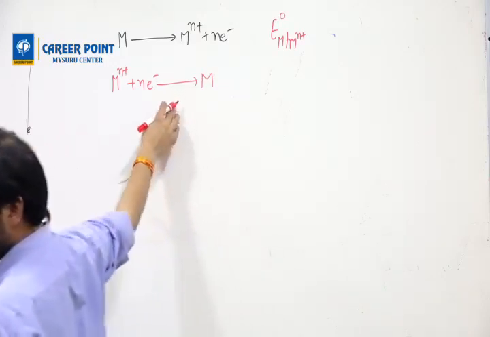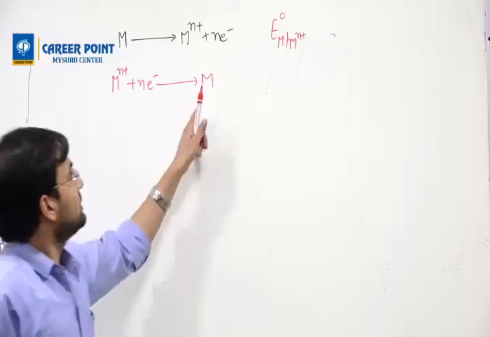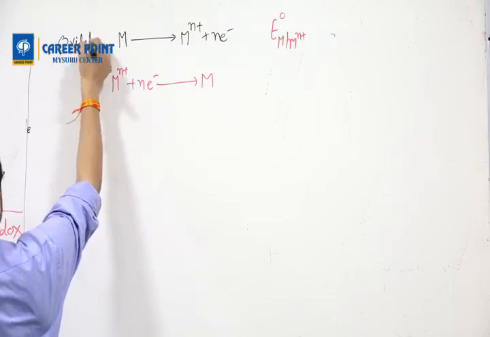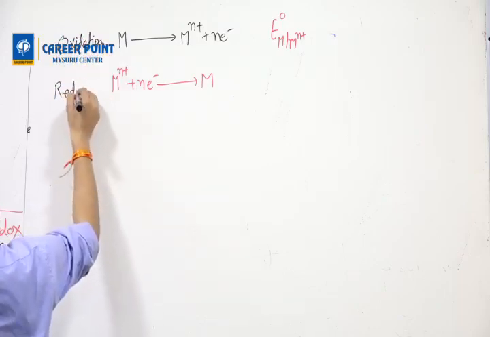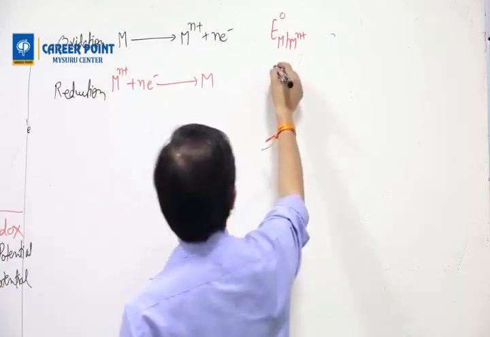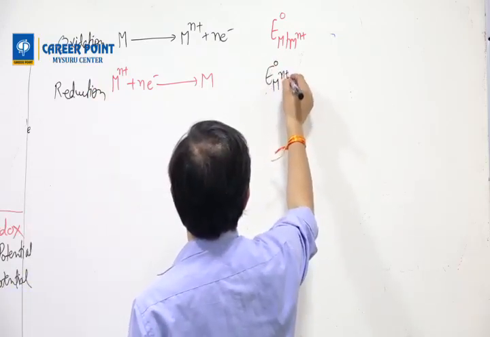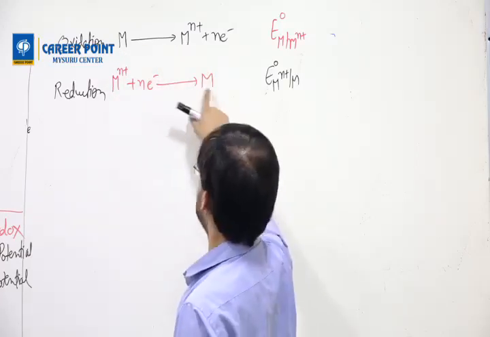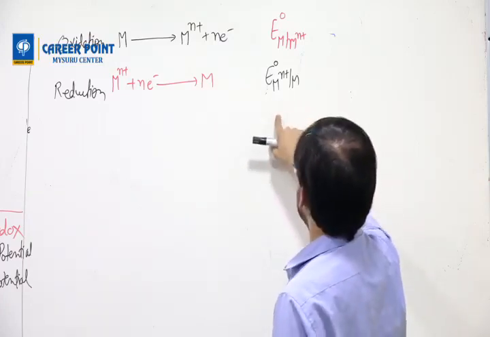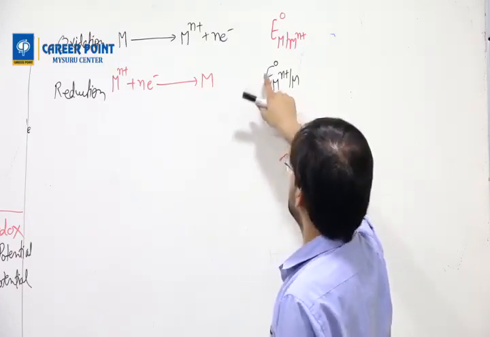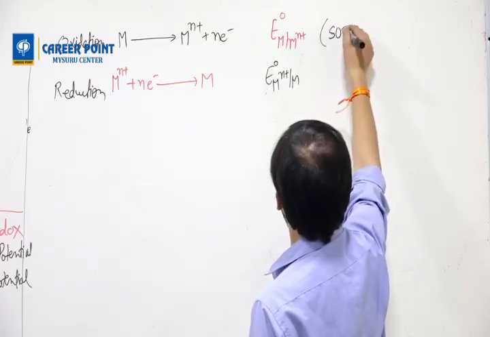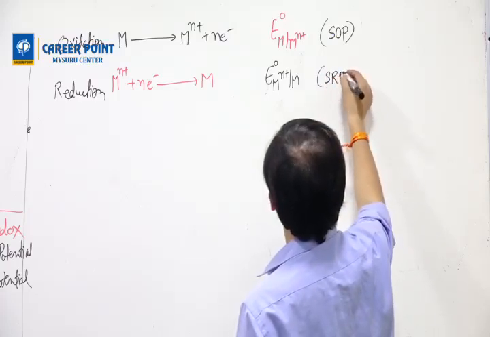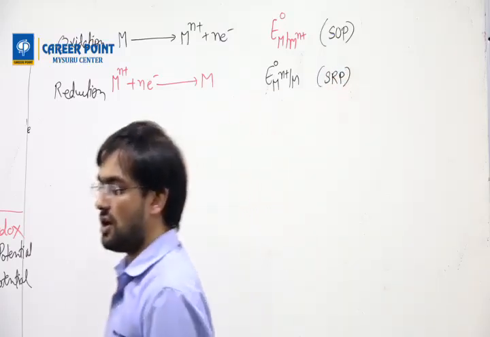Now which reaction is this? This is a reduction. So this is an oxidation, and this is a reduction. Here I should be able to write E naught of Mn+ converting into M. M is converting into Mn+, and Mn+ is converting into M. This is known as SOP, standard oxidation potential. This is known as SRP, standard reduction potential.